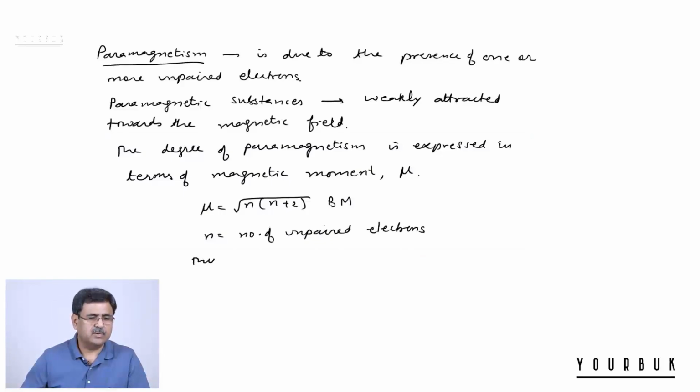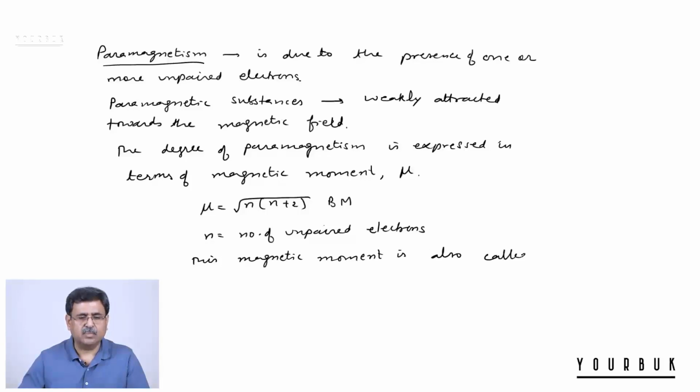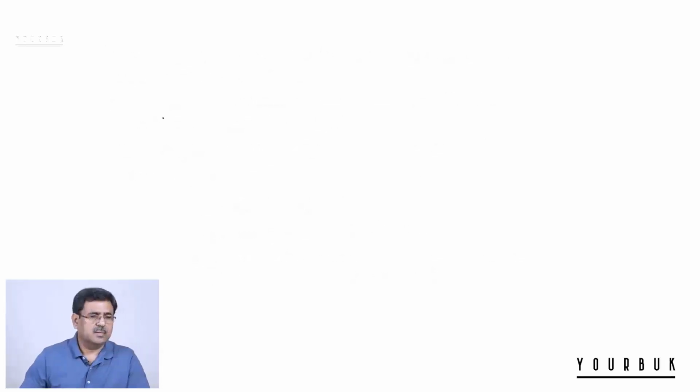Now this magnetic moment is also called spin only magnetic moment. Spin only magnetic moment means it's a magnetic moment due to the spinning motion of an electron. So the degree of paramagnetism is directly proportional to the number of unpaired electrons.